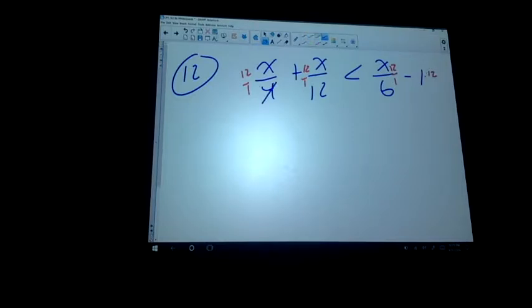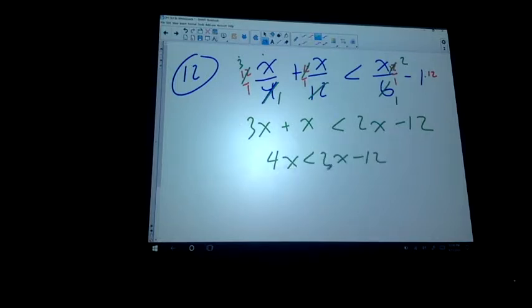So that's going to reduce. So 3 times x gives me 3x. 12's cancel each other out, so this gives me 1x, which is x. It's going to give me a 2x minus 12. Is that okay? Combine like terms, so I get 4x is less than 2x minus 12. Let's subtract 2x from both sides. Divide by 2. So x is less than -6.